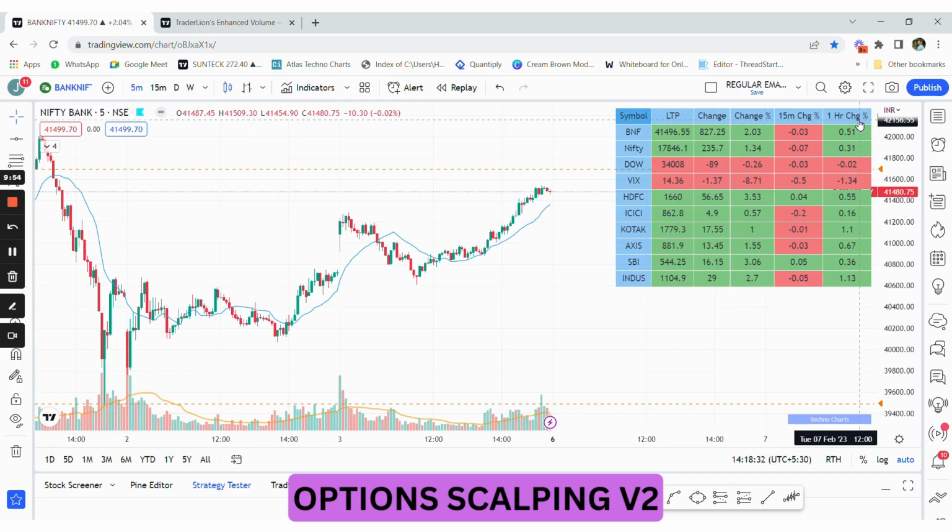And this is a very good indicator if you are an options trader and you can understand the 15-minute and the 1 hour change of all the major Bank Nifty stocks like HDFC, ICICI, Kotak, Axis Bank, SBI, and IndusInd Bank. And you can understand the Bank Nifty movement here. The Nifty and Dow analysis is also seen where you can see the LTP, the 1 hour change, and the 15-minute change. So this is an indicator.